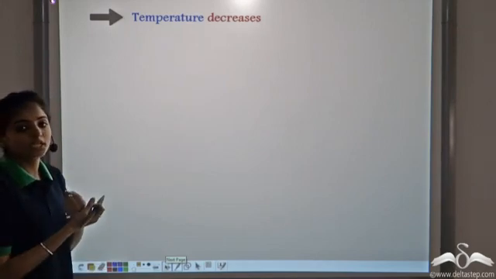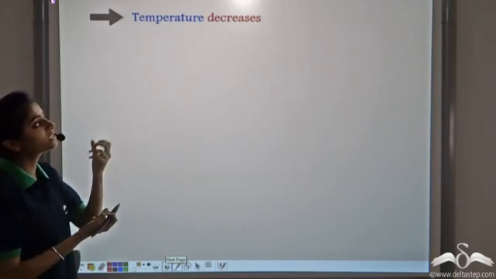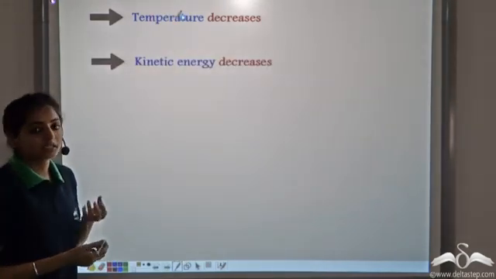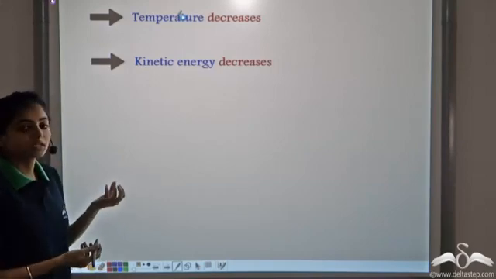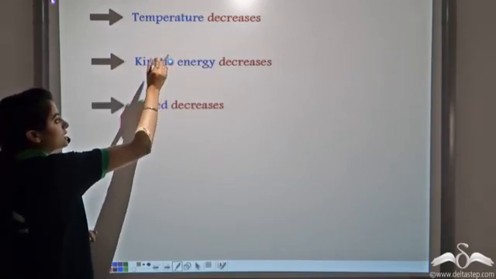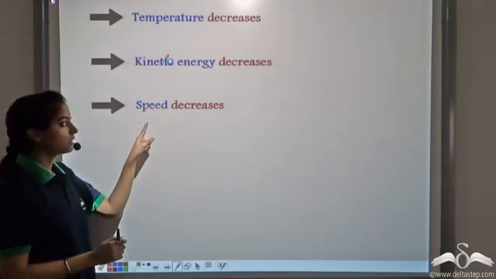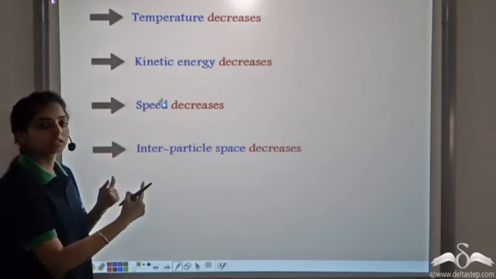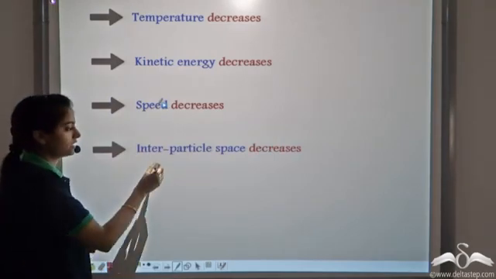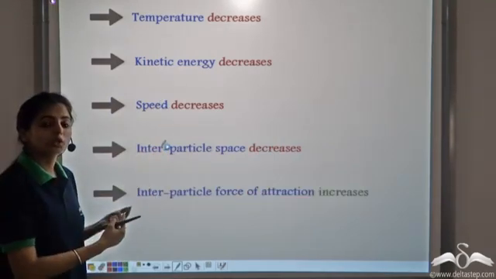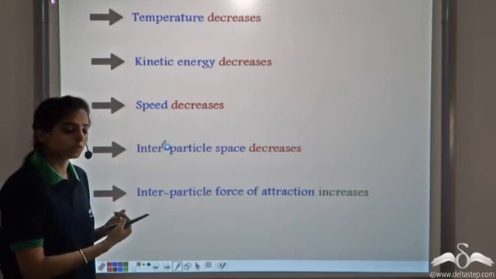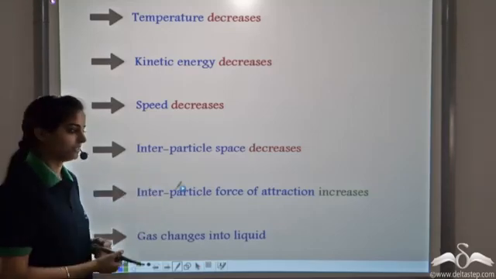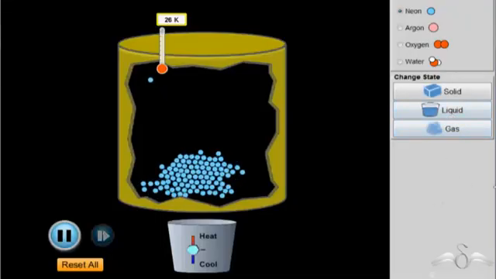So when we remove heat from the sample, that is, we decrease the temperature, we are decreasing the kinetic energy of the particles. As the kinetic energy of these particles decreases, so does their speed. And now the particles move with a lesser speed, so the interparticle space between the particles decreases. This in turn leads to an increase in the interparticle force of attraction, and so the gaseous form changes into the liquid state. Let's see how it happens.